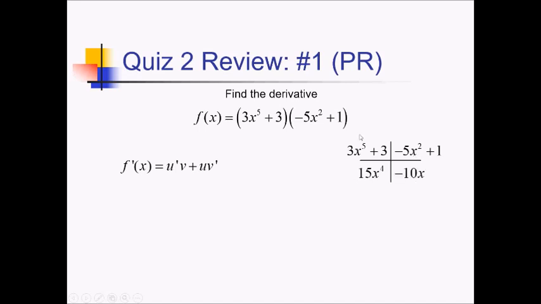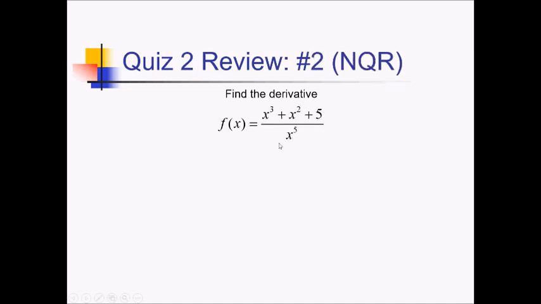So using the ribbon now, we're starting in the lower left, going diagonal, and then coming back around. That just gives us the correct order of terms for our formula. So we've got 15x to the 4th times parentheses negative 5x squared plus 1 plus parentheses 3x to the 5th plus 3 times negative 10x. And if there's no other reason for simplifying, we can just leave it the way it is here.